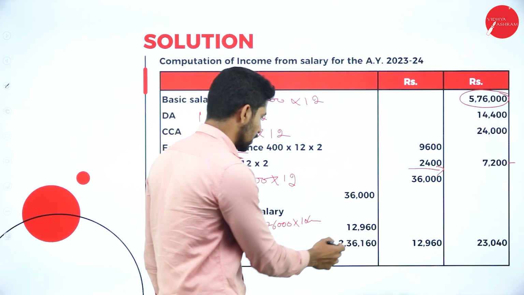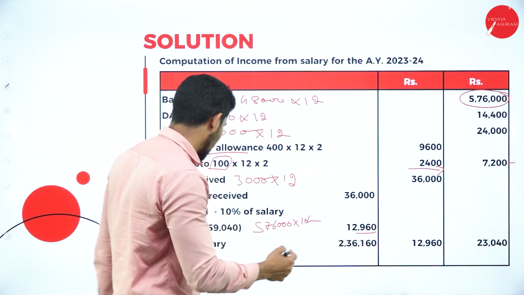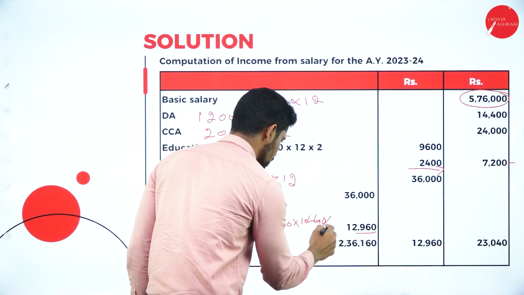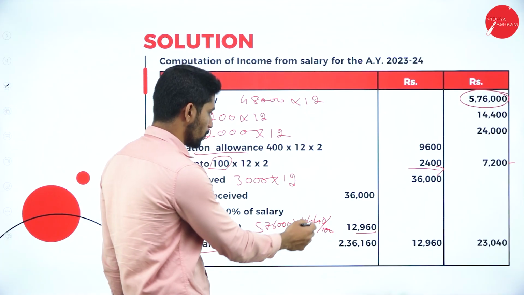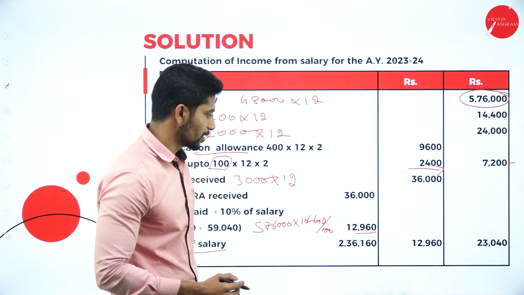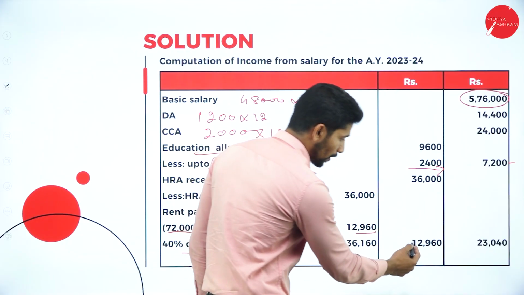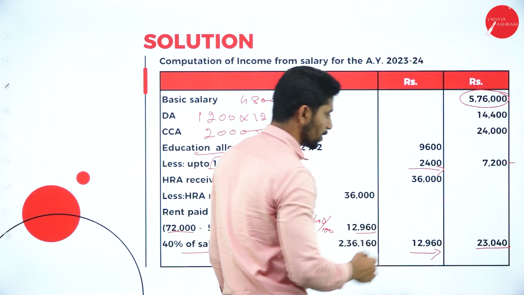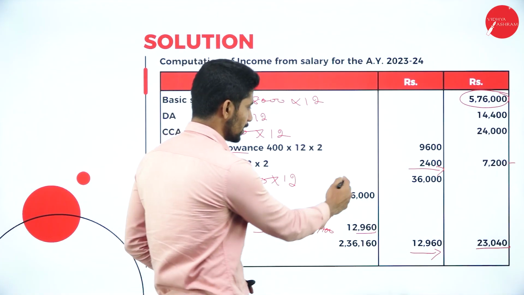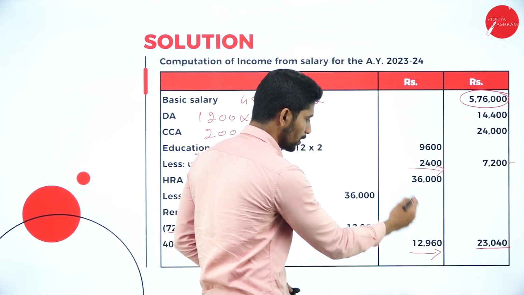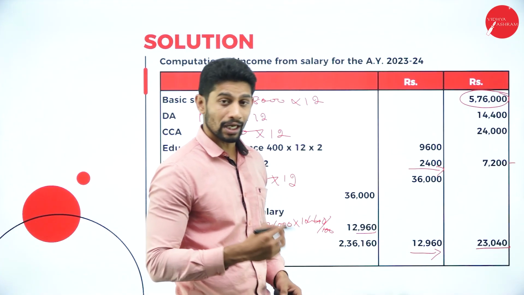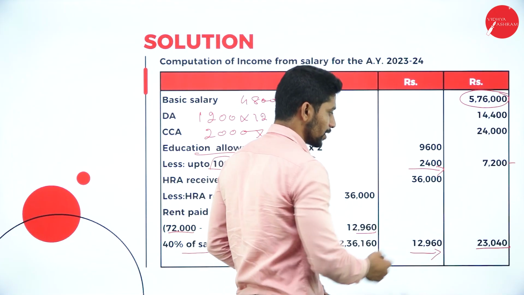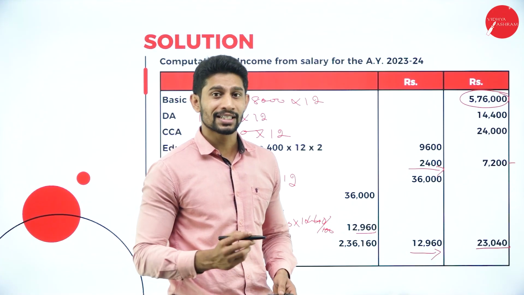If you deduct it, you'll get the balance of 12,960. And 40% of salary: again on this, you are supposed to compute 40% on 5,76,000. If you compute 40%, you will get 2,36,160. So in these three, which is the least? 12,960 is the least. Deduct 12,960 from 36,000, you'll get the balance of 23,040 rupees. That 23,040 rupees is taxable HRA.